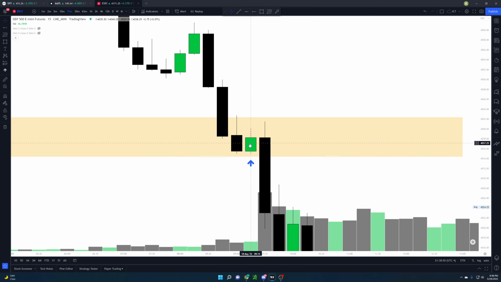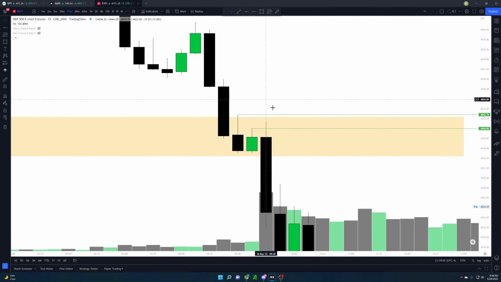So I believe this is an inside bar, low 4035. Yeah, this is an inside bar. Inside bars are pretty easy to play. You're going to play the break of this high, targeting your previous high.